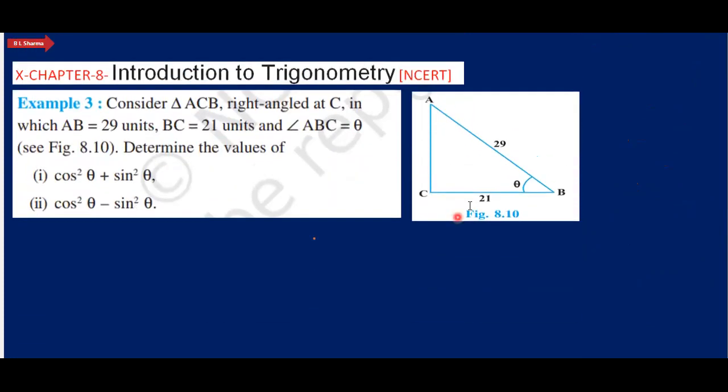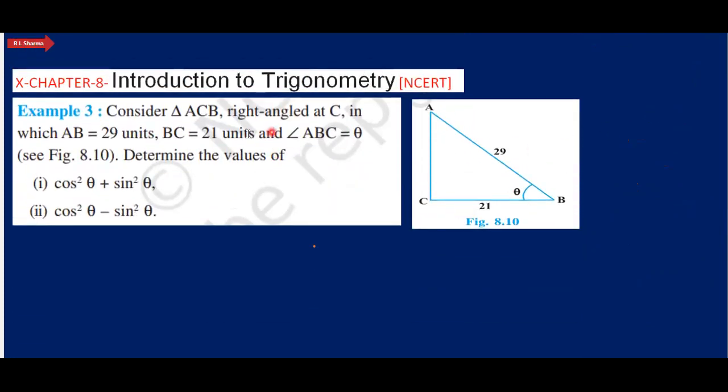Now example number 3 here. Consider triangle ABC, right angle at C. This is 90 degree. ये हमने 90 डिग्री कंसीडर किया है. और फिर कौन सा एक्यूट एंगल कंसीडर करेंगे? ये हमारा एक्यूट एंगल, और ABC is 90 डिग्री, मींस ये जो एंगल है ये हमें एक्यूट एंगल कंसीडर करते हैं.